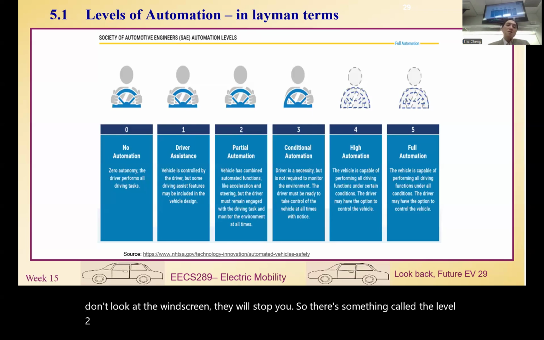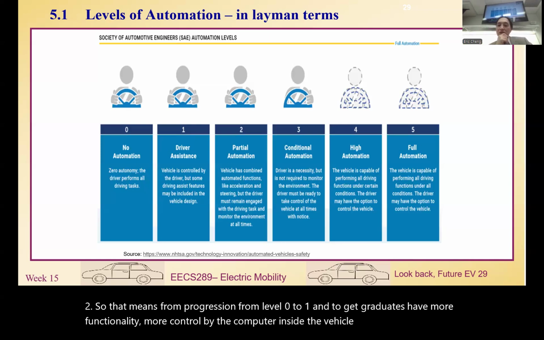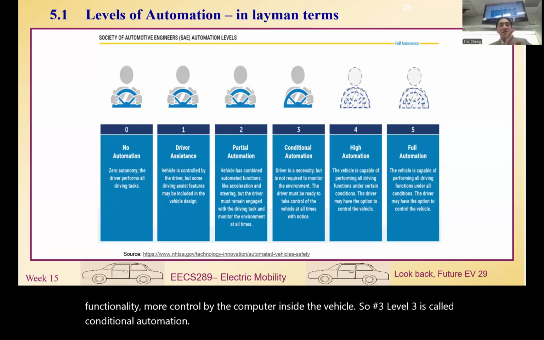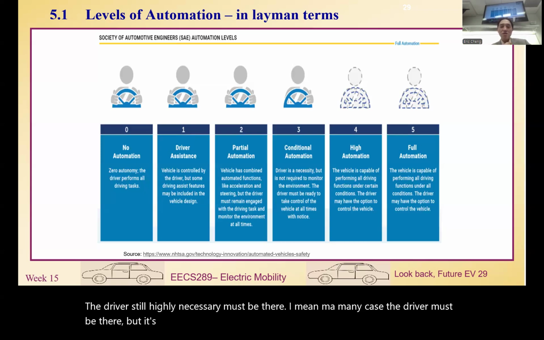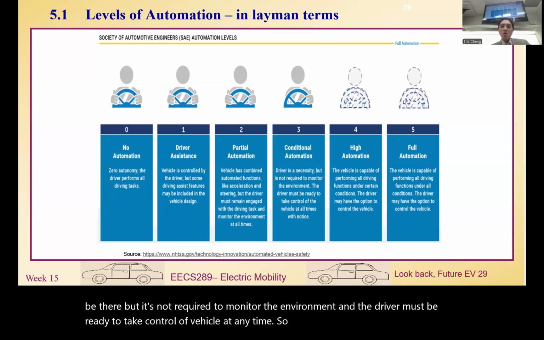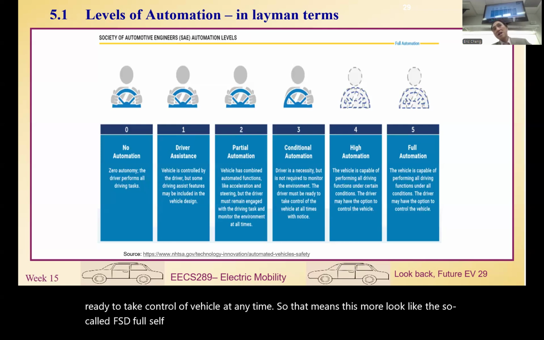So from level 0 to 1 and 2, there is gradually more functionality and more control by the computer inside the vehicle. Level 3 is called conditional automation. The driver is still highly necessary; in many cases, the driver must be there. But the driver is not required to monitor the environment, and must be ready to take control of the vehicle at any time. This looks more like the so-called FSD, full self-driving in Tesla and many other vehicles. You press the button, then you go all the way.